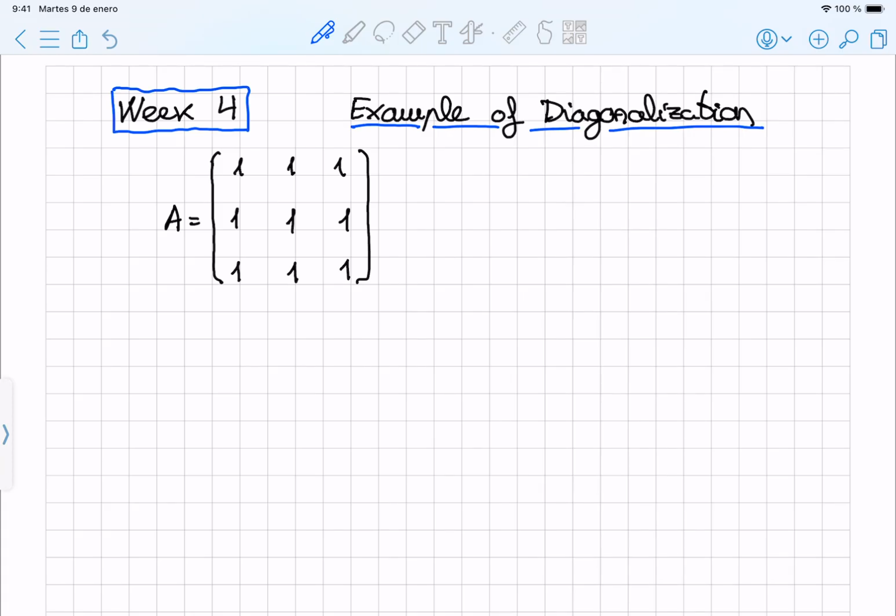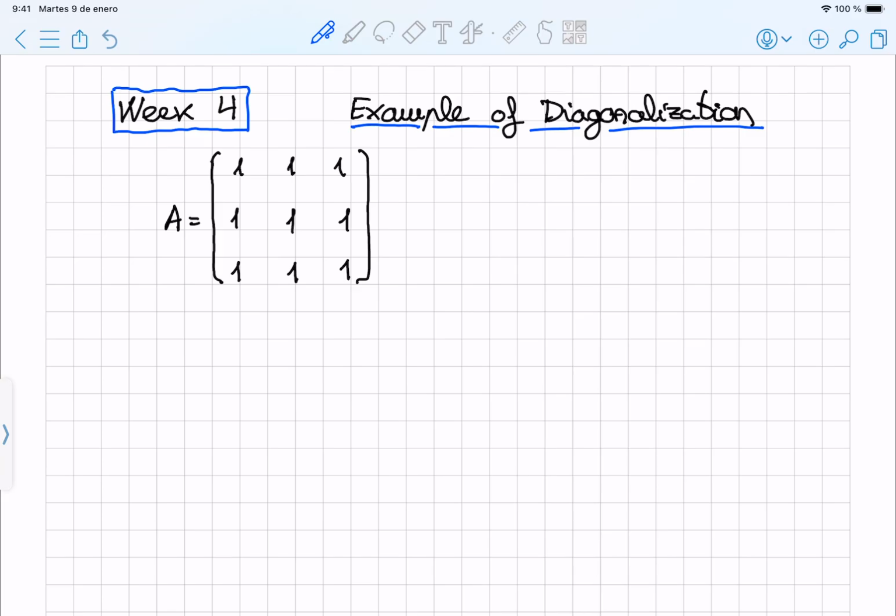Hello. In this video, we are going to study the basic notions of eigenvalue and eigenvector for a matrix. We are given a matrix, in this case, this one that we can see in the picture: 1, 1, 1, 1, 1, 1, and 1, 1, 1. A very easy matrix, which is 3 by 3. And let us compute the eigenvalues and eigenvectors.